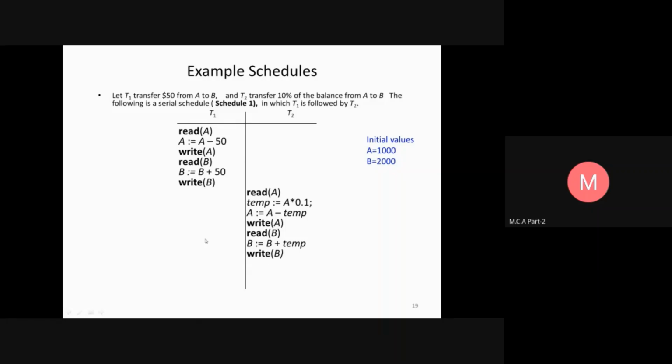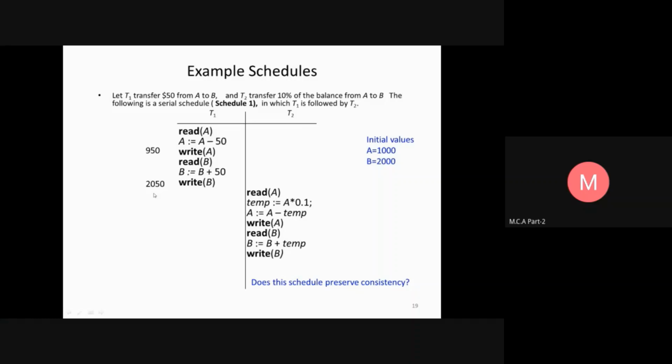Initially T1 reads A from the database, so it reads A as 1000. It modifies A by decrementing it by 50. When it writes A to the database, the value of A is 950. Then it reads B, which is 2000. It modifies B by incrementing it, and then it writes B. So B now becomes 2050.